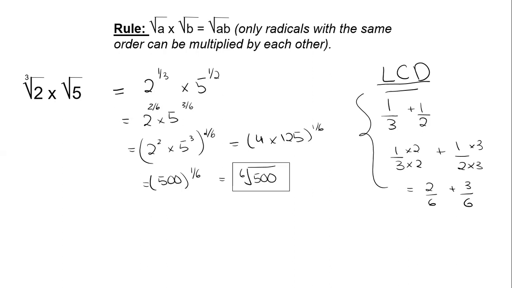In the next step, we have taken 1 over 6 common to have 2 squared multiplied by 5 cubed with 1 over 6 common. Simplifying it further, we got 4 times 125 to the whole power of 1 over 6. Which gives us 500 raised to the power of 1 over 6, which could then be converted into the radical form of the 6th root of 500.